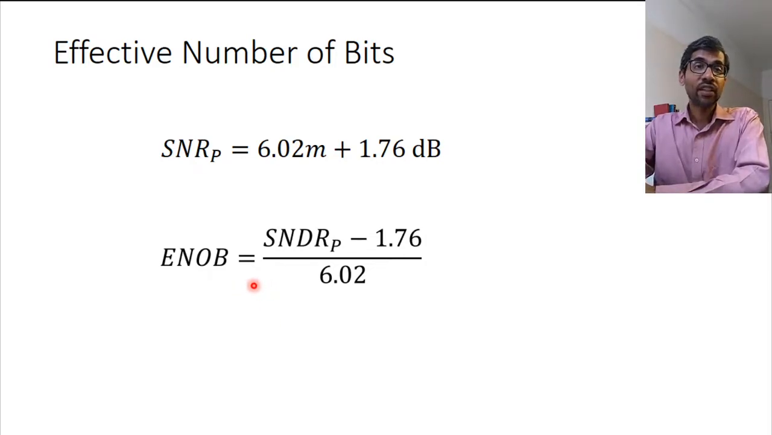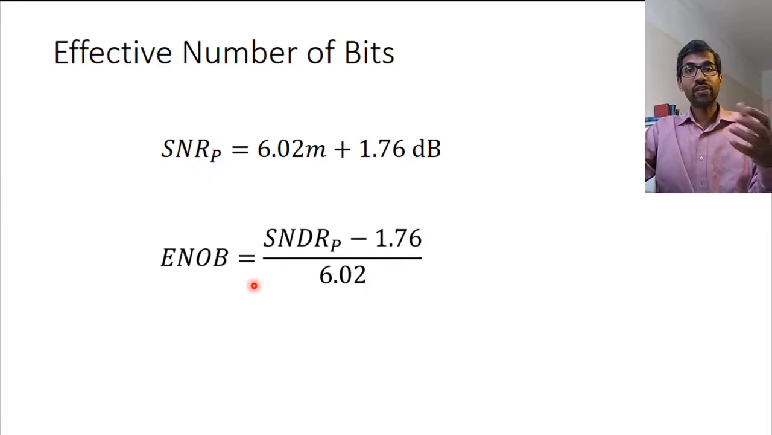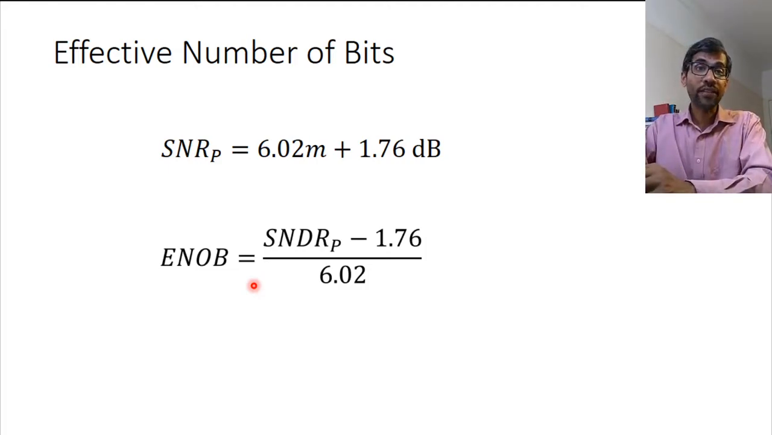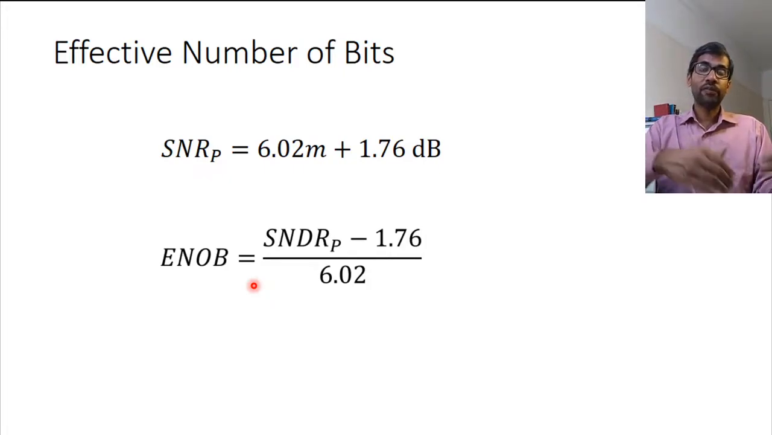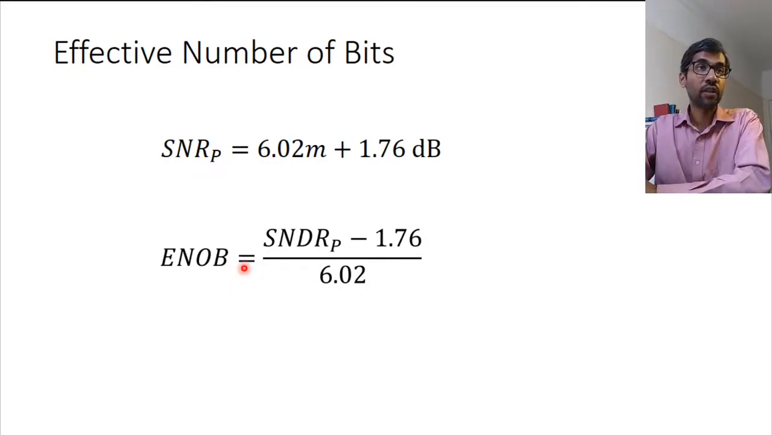So the amount of loss that you get when you quantize a signal is not only dependent on the number of bits that you use, but also the noise in the signal. If you have a higher noise, there's no point in going to a very, very high number of bits. Because even if you do that, you can't distinguish between two analog values. So that's the effective number of bits.